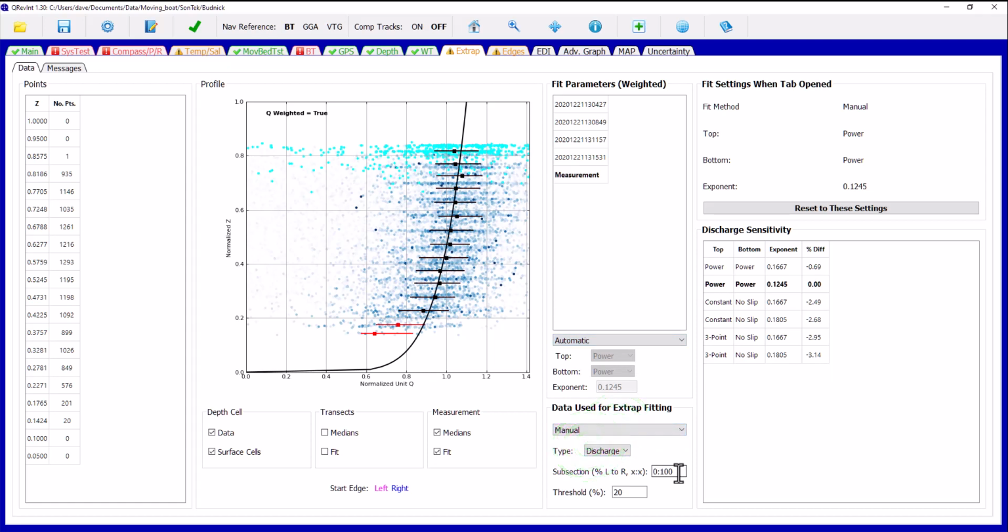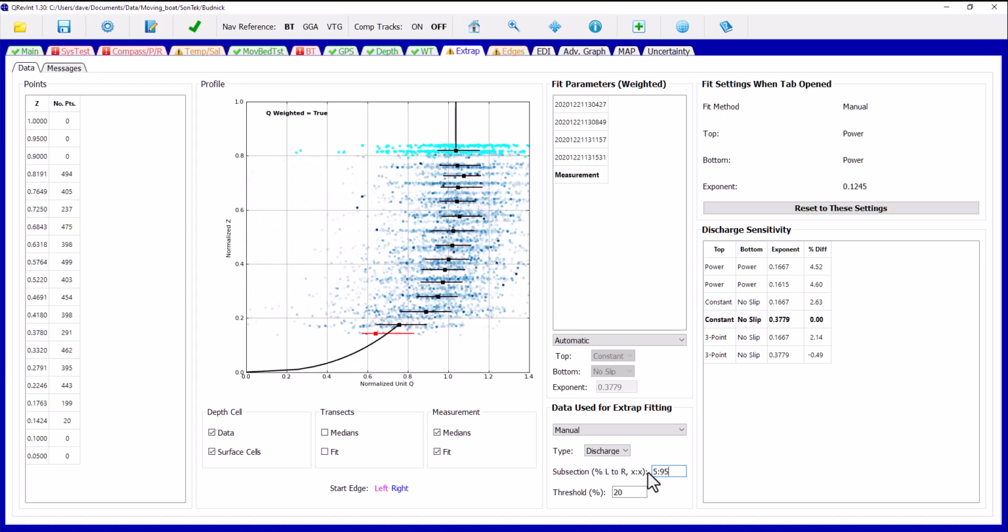and I would go here, and I might even look at what happens if I only go 5% each side. That comes up very close to what we did with 10% each side. So that suggests to me that overbank area where there's not a lot of discharge, but there are a lot of data points, is having a substantial influence on our selected extrapolation.